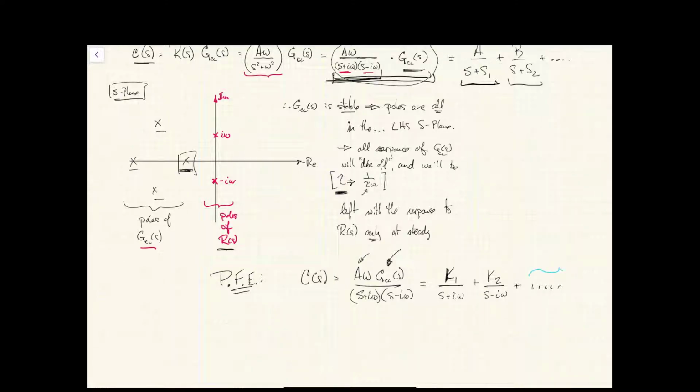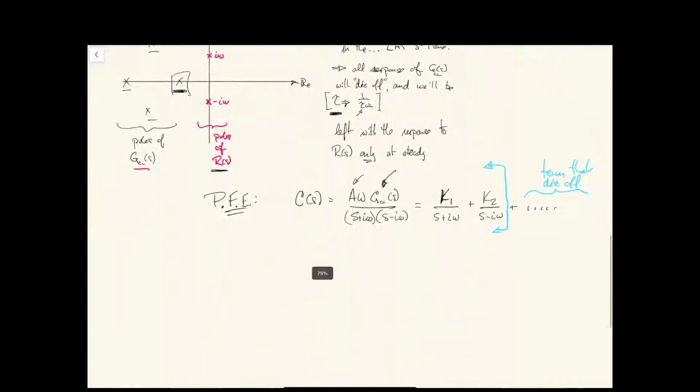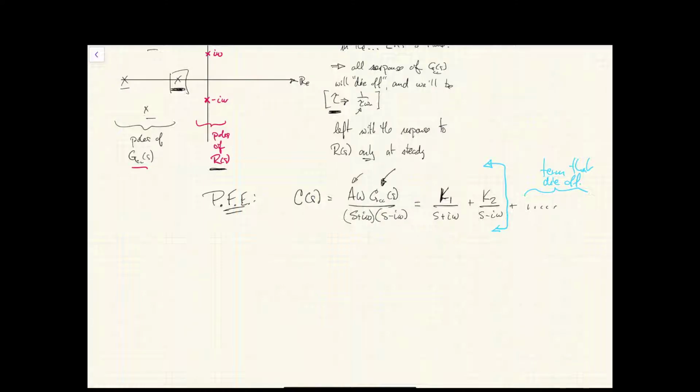But what I've just said is that these are all terms that die off, right? So they're going to be things like e to the minus t times omega, something like that. So if t is large enough, then the term just goes away. It's gone. So all I'm left with is the response due to this K1 and K2. So we're going to solve this thing just by worrying about the K1 and K2, and that's going to give us the response of the system at steady state.